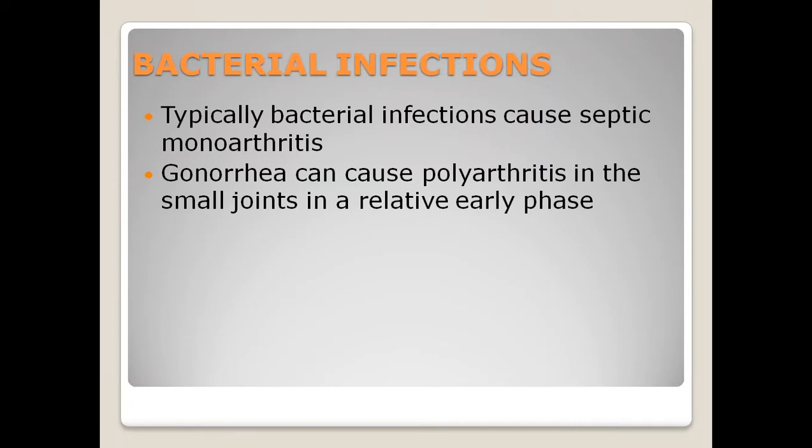In bacterial infection, typically the bacterial infections cause septic monoarthritis. It causes septic monoarthritis, and gonorrhea causes polyarthritis in small joints in a relatively early phase. So most of the conditions due to bacterial infections are septic monoarthritis, whereas gonorrhea can cause polyarthritis in small joints in a relatively early phase.